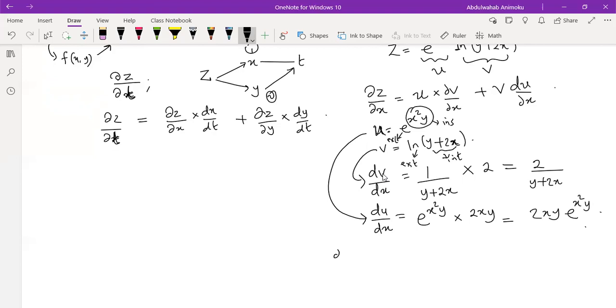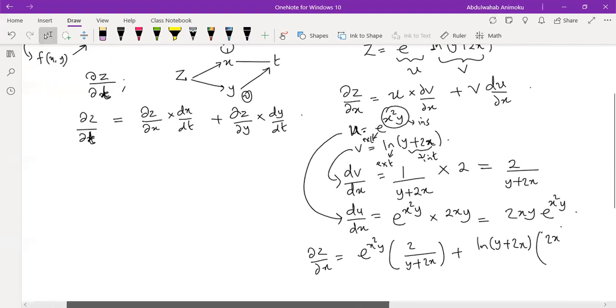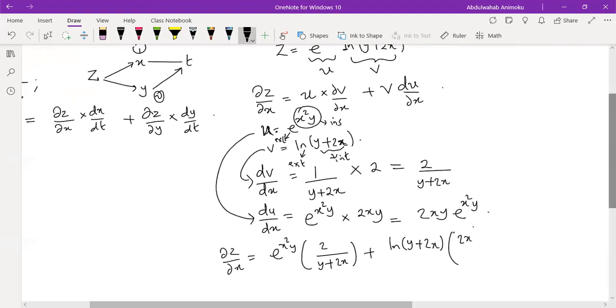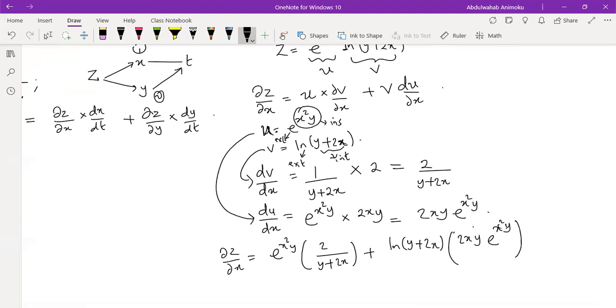Cool. Now we can find del z del x quite easily, which is u times dv plus v times du. What is du? 2xy e raised to power x squared y. Okay.